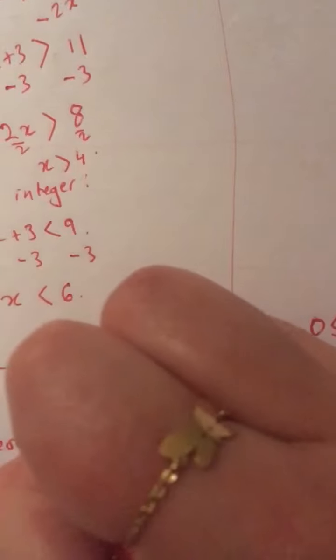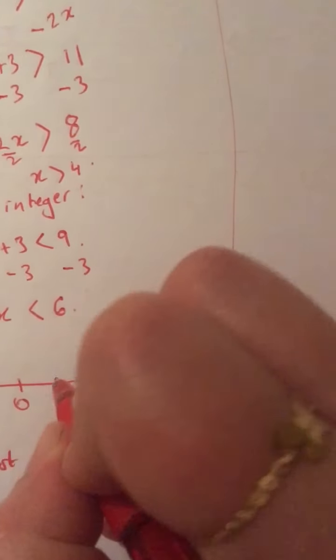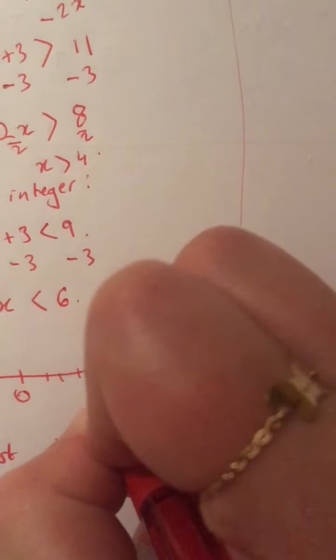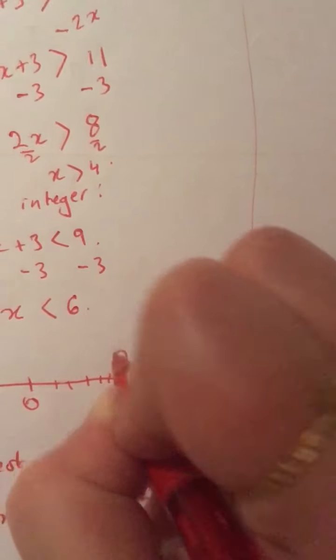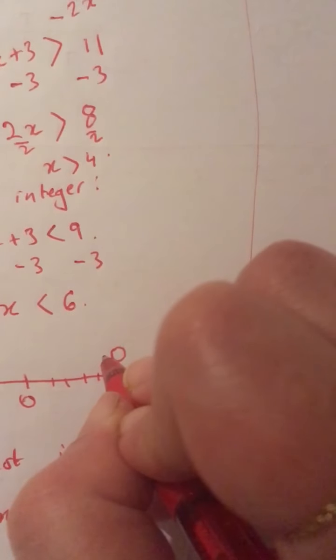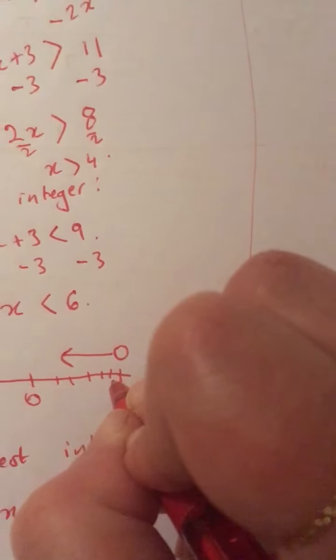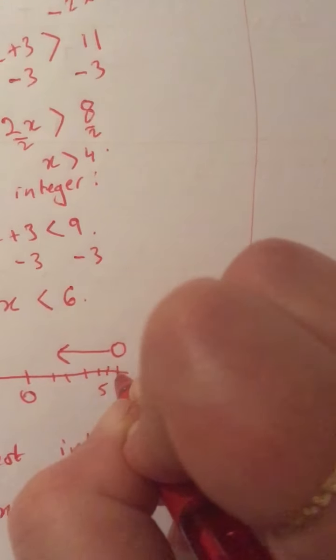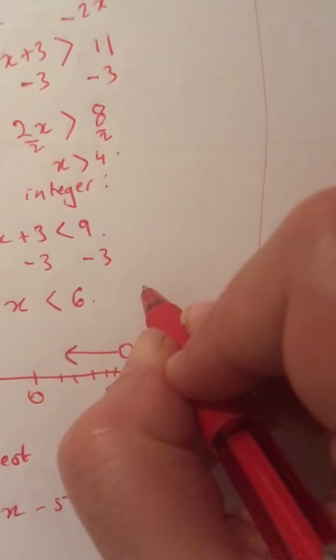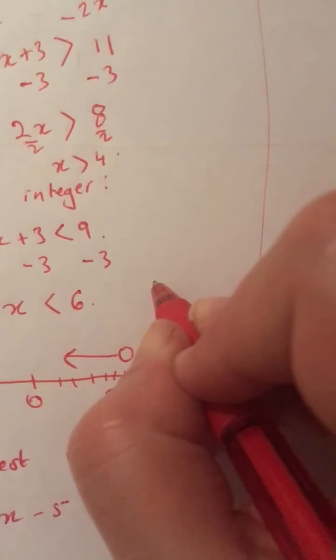If I was to draw a number line, 0, 1, 2, 3, 4, 5, 6. I draw a circle on 6. I don't colour it in. I don't have an equal sign. I want all of these values. So the biggest number I can take is 5. I can't have 6 because it's not equal to 6. So the largest integer that x can be is 5.